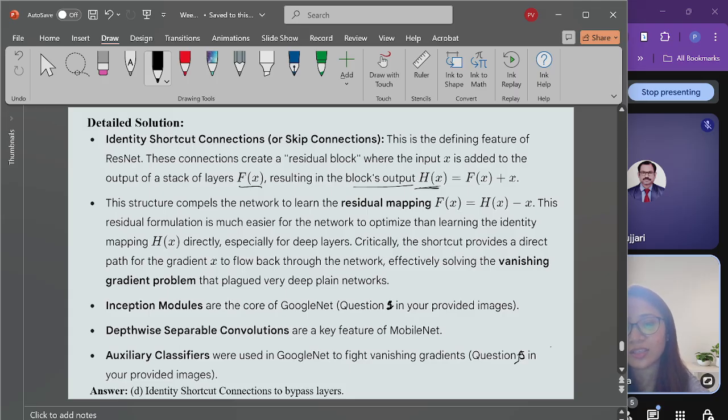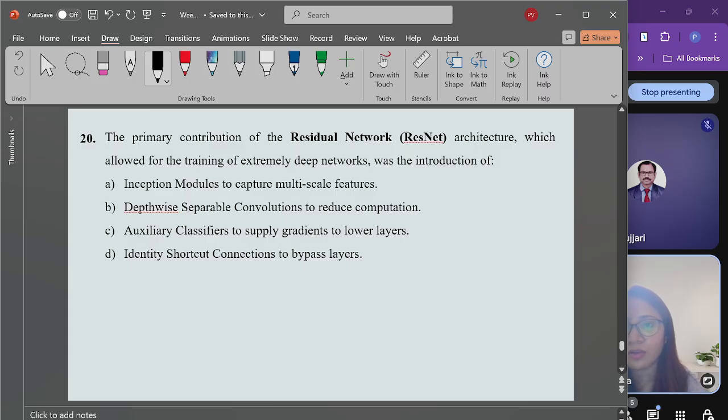So the correct answer is the identity shortcut connections to bypass layers. Option D is the correct answer for this question. This is basically the primary contribution of the ResNet architecture, identity shortcut connections to bypass layers, which allowed for the training of extremely deep networks. So option D is the correct answer for this question.